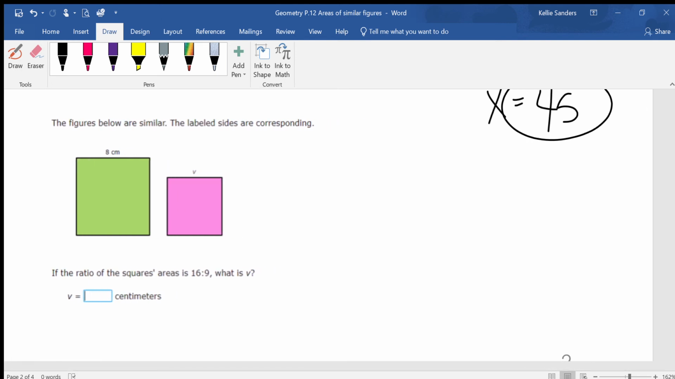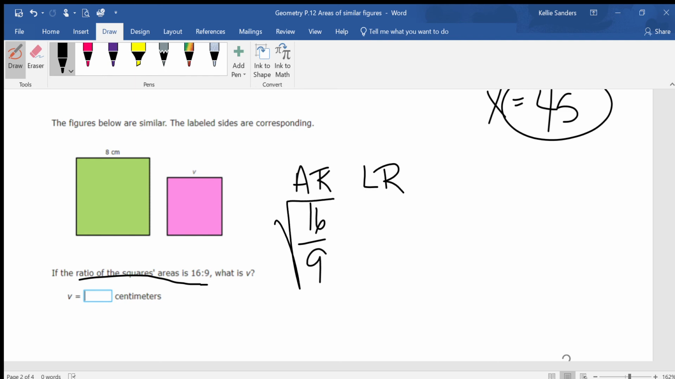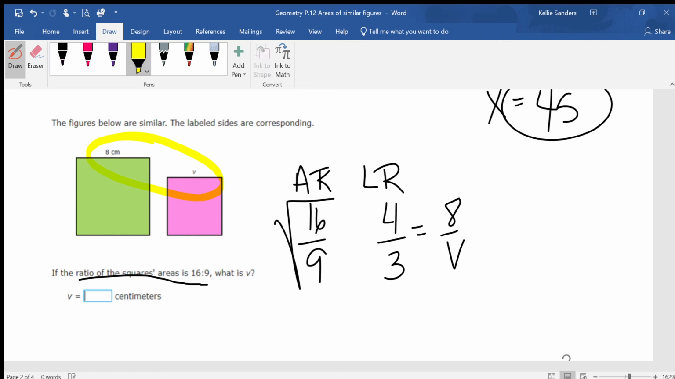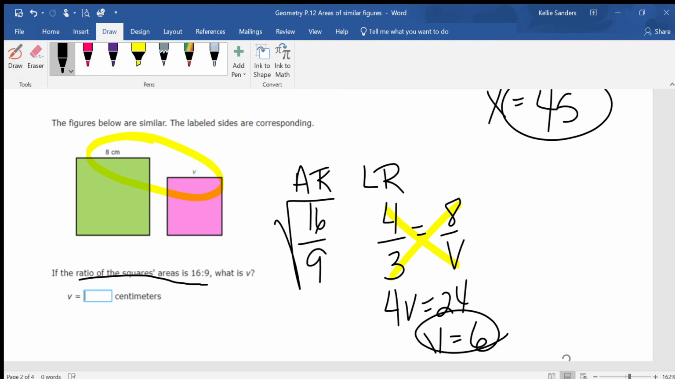If the ratio of the squares' areas is 16 to 9, so they are giving me the area ratio, which is 16 to 9. All this other time, they've given us the length ratio and we've squared it to get the area ratio. So if they give us the area ratio, we're going to square root it to get the length ratio. So that would be 4 to 3. Then we use this information and do 8 to v. Cross multiply, divide by 4 and you get 6. So v is 6.